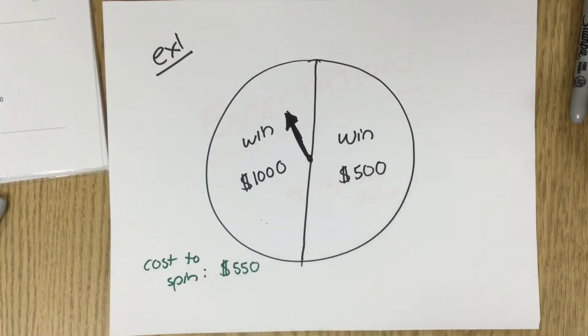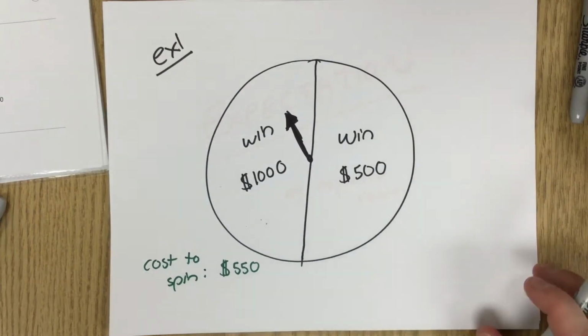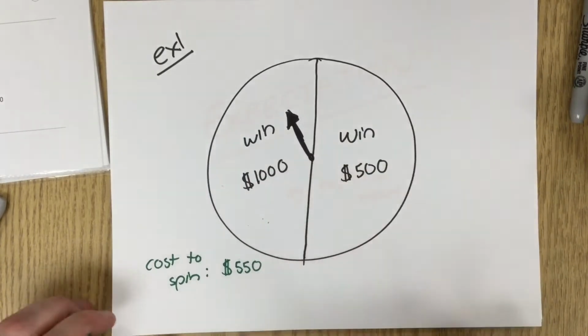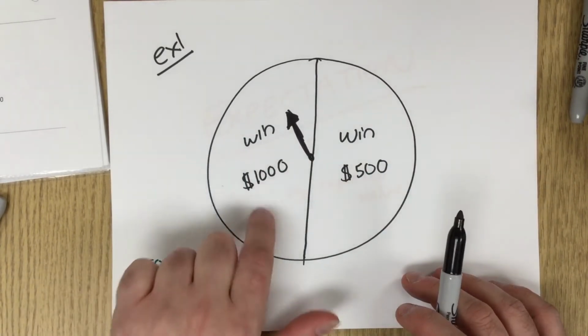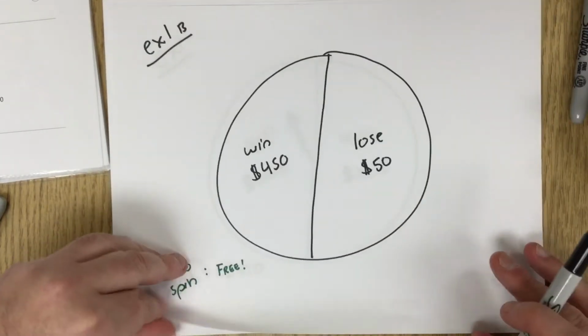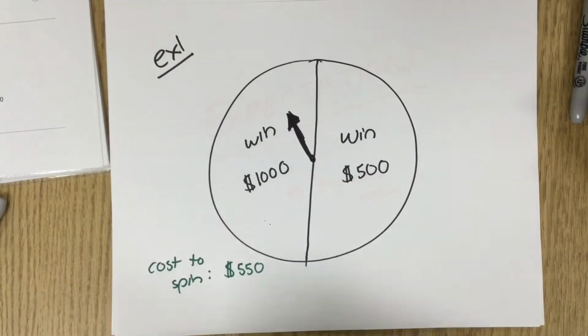And the question is, would you spin this wheel? Think about it for a second. Mark it on the side. We'll come back to that later. So the question is, would you spin this wheel or not? You could win $1,000 for the cost of $550. I'm going to show you this. This is actually the same thing as this. It's just shown in a different way.